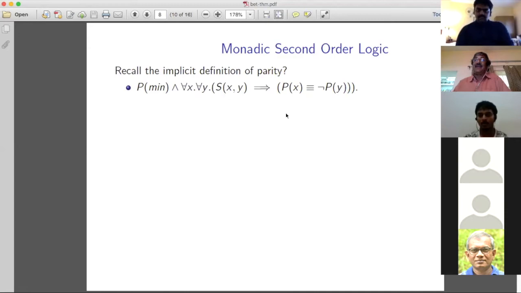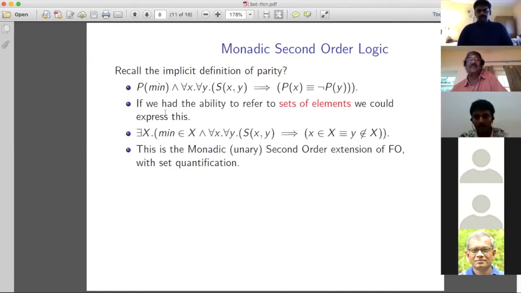So add such a predicate. That's it, right? One very simple way of adding that is, if you could refer to sets of elements, you could actually express this. So for instance, let me say that there is a set of elements X such that min is sitting inside X, and whenever y is a successor of x, the set X contains x if and only if it doesn't contain y. So this ensures that min is there, min plus 1 is not there, min plus 2 is there, min plus 3 is not there, min plus 4 is there, and so on, right?